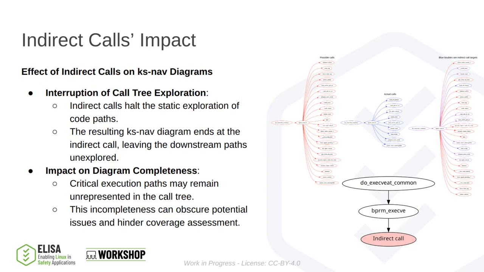Now, let's look at how indirect calls impact the work of ks-nav. The diagram you see here illustrates the problem quite clearly. On one side, we have a static call tree generated by ks-nav. On the other, an actual execution trace from a test run. Noticing something odd? There are functions in the execution trace that aren't in the static call tree. These alien functions are the downstream effect of indirect calls, functions that ks-nav currently can't predict when building diagrams.